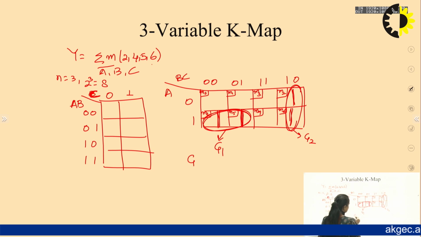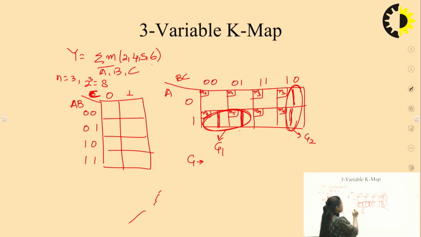So what will be my G1? Group 1 name. Next step is to name the pairs. So how do I name them? I check from here to here. Is the value of A changing? No, A isn't changing, A is 1 only, which means it is A. 0 would mean A bar in SOP. So A remains the same. From here to here, we see what is changing and what is not changing. B is not changing, from 0 to 0, but C is changing from 0 to 1.